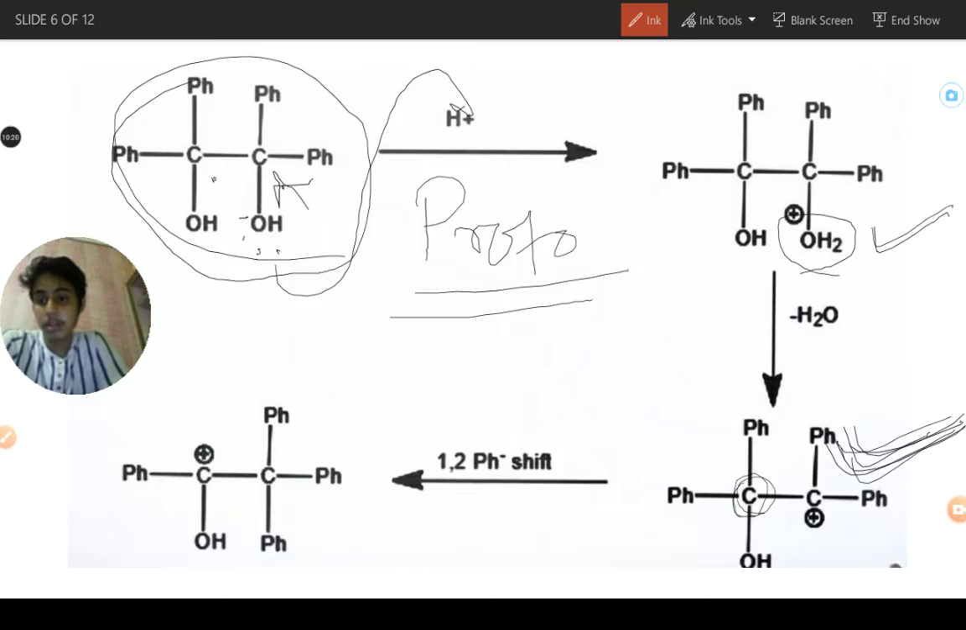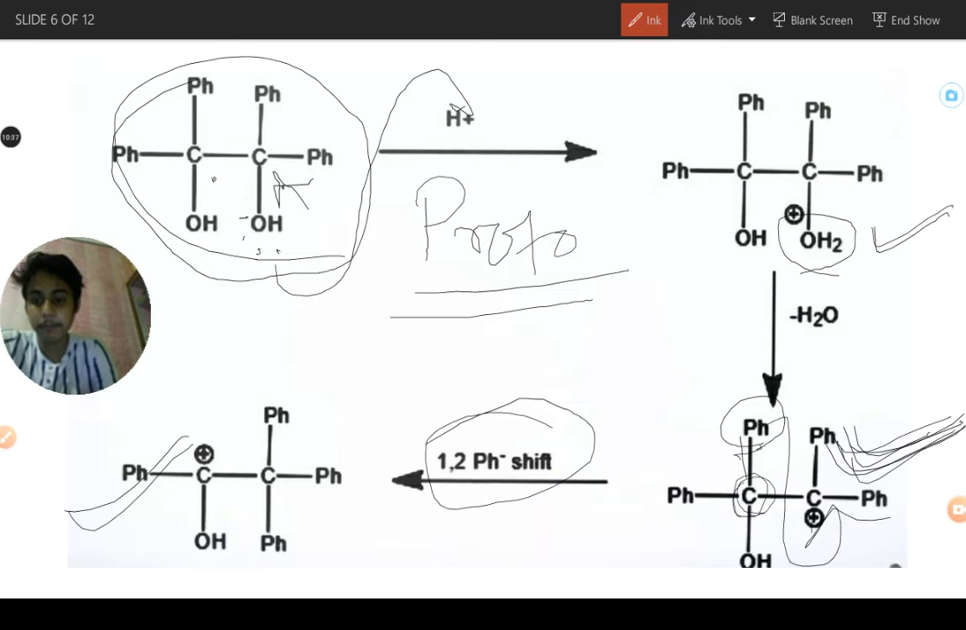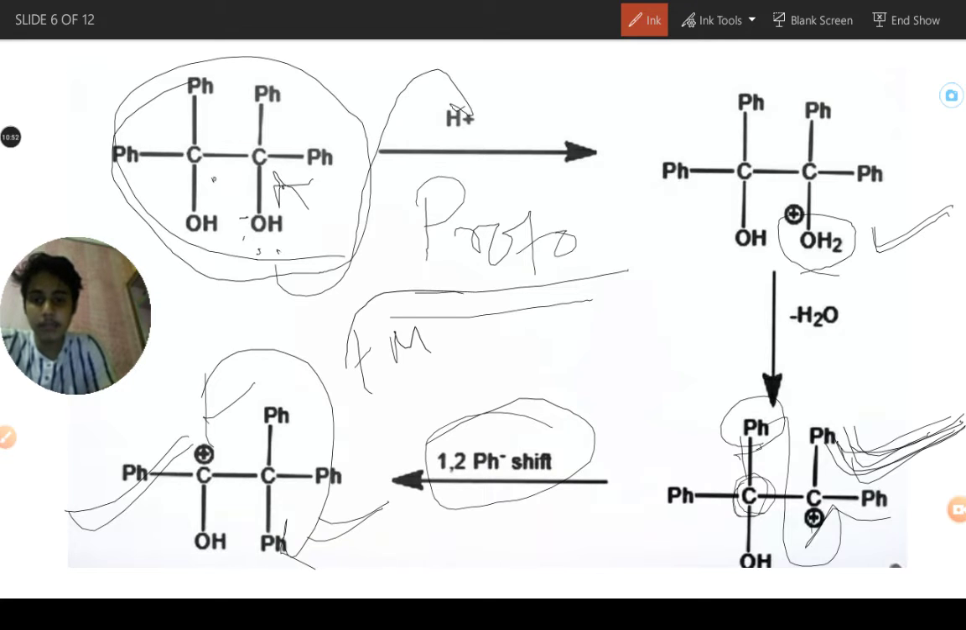So the migration shift will occur. And see, the phenyl will shift here, there will be a 1,2 phenyl shift, meaning this phenyl will shift towards the carbocation, and the carbocation will be formed here. See, the carbocation is formed and the phenyl has shifted from this position to this position. This is all about carbocation stabilization. Now the carbocation is stabilized by plus M effect. You must be knowing about the mesomeric effect. This is the plus M effect here.